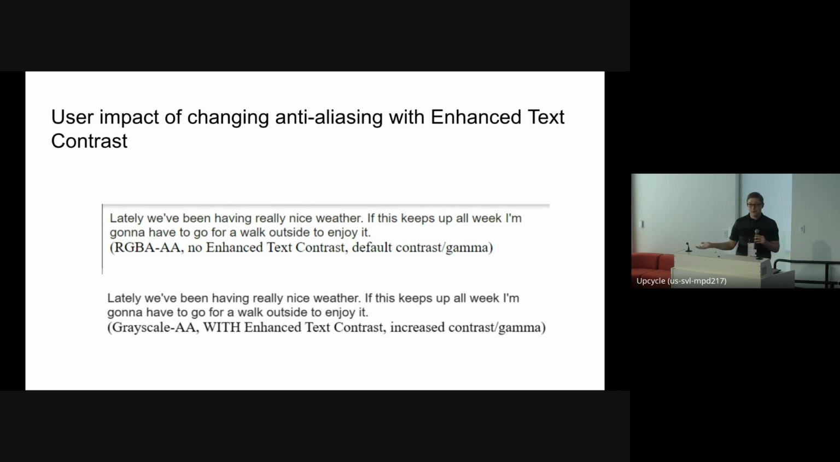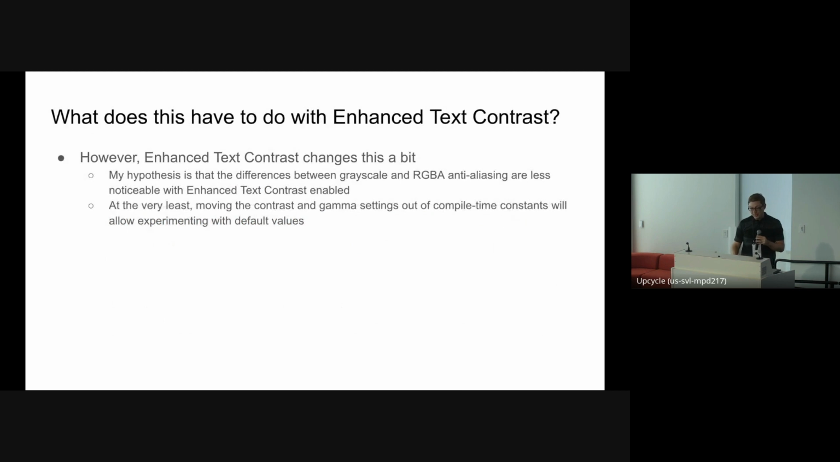I would be extremely curious to do another user study with trying out some of these values to find something that will get us a happy medium that users won't be upset at losing their current text rendering. So yeah, it's my hypothesis. I think we can make this RGBA anti-aliasing work and get those perf gains if we do this. And at the very least, I do think that moving the contrast and gamma to be user settings, or at least user configurable and not fixed per platform, will be beneficial to users.